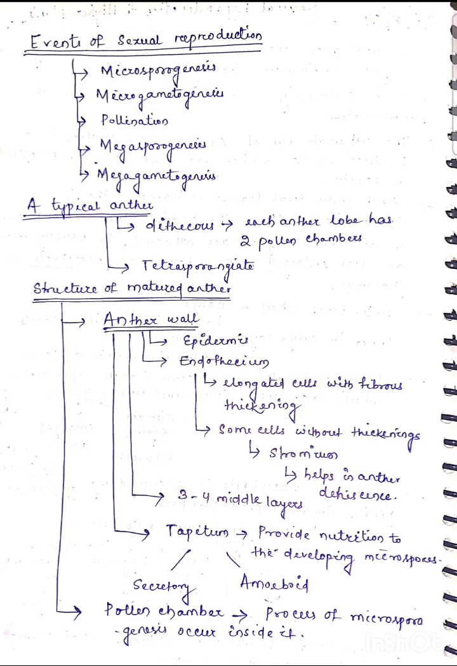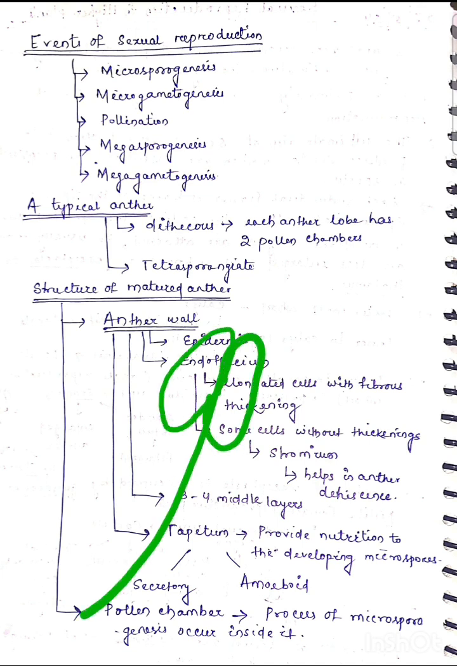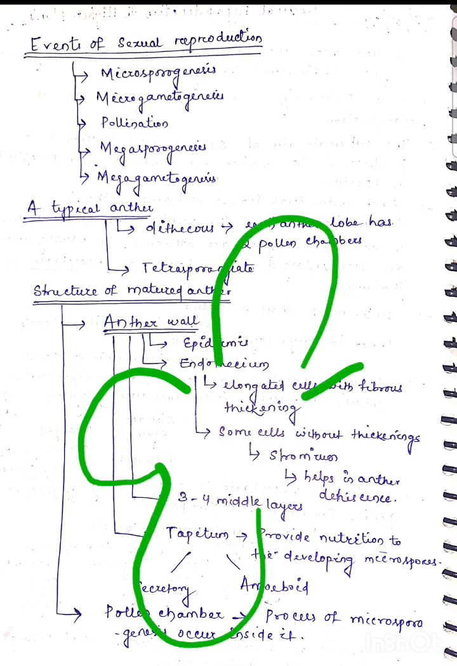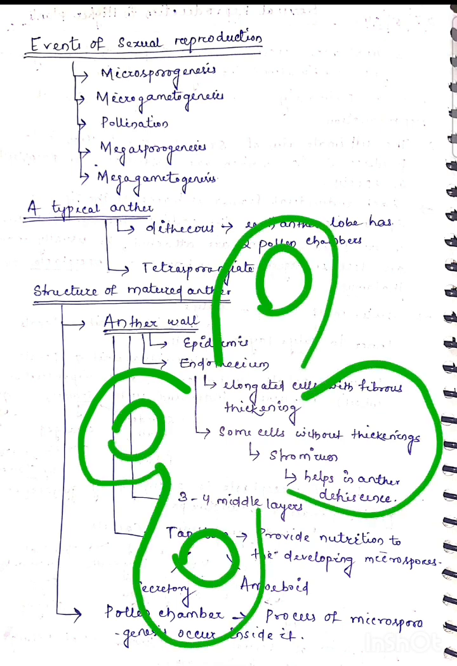At first, a typical anther is dithecous. Dithecous means the filament is attached to a bilobed anther, and each lobe consists of two spore sacs, so it is called dithecous. Then tetrasporangiate. Tetrasporangiate means the structure of a mature anther has four spore sacs.